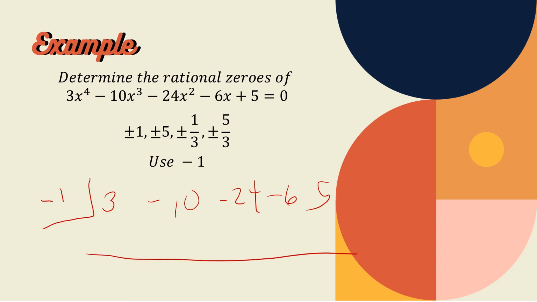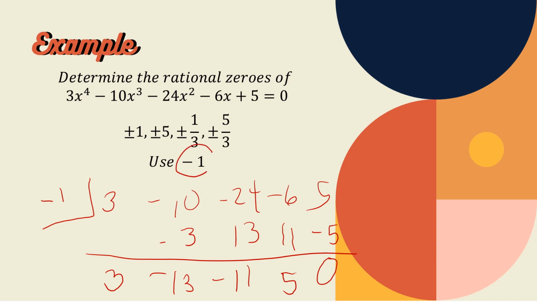We will be doing the same procedure. For this equation, our remainder is 0. Therefore, negative 1 is a rational zero. Take note of these numbers because we will be using them in the next page.